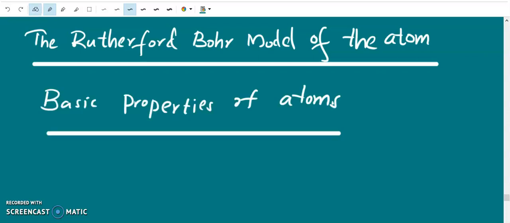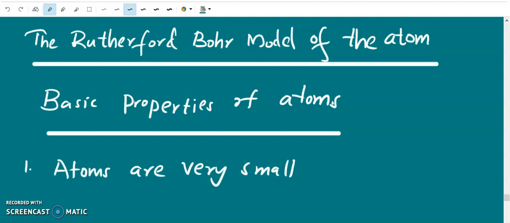Before we construct a model of the atom, we summarize some of the basic properties of the atom. The first one is that atoms are very small. They are about 0.1 nanometer, that is 1 angstrom, in radius. So we cannot see the atom using visible light.